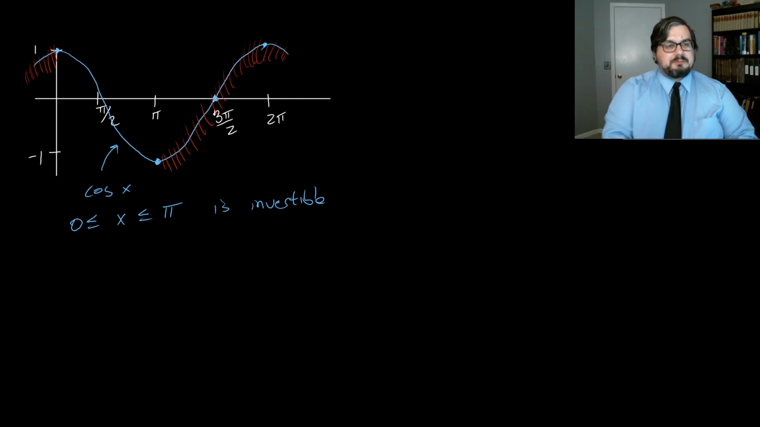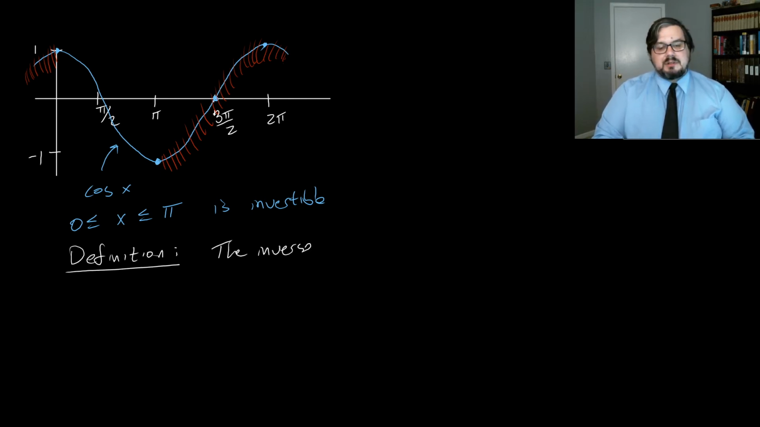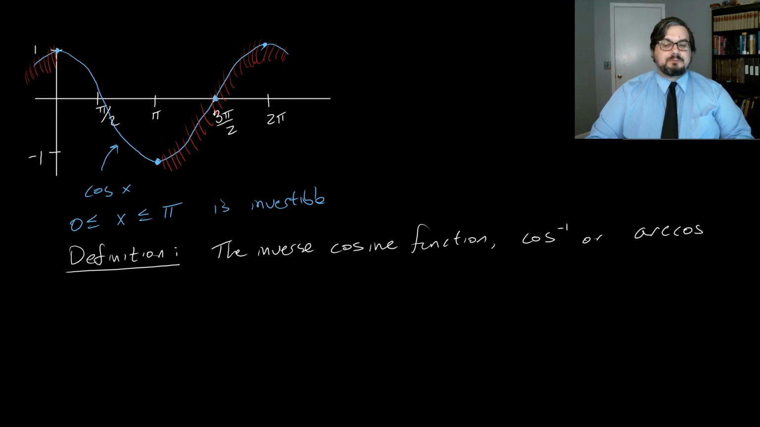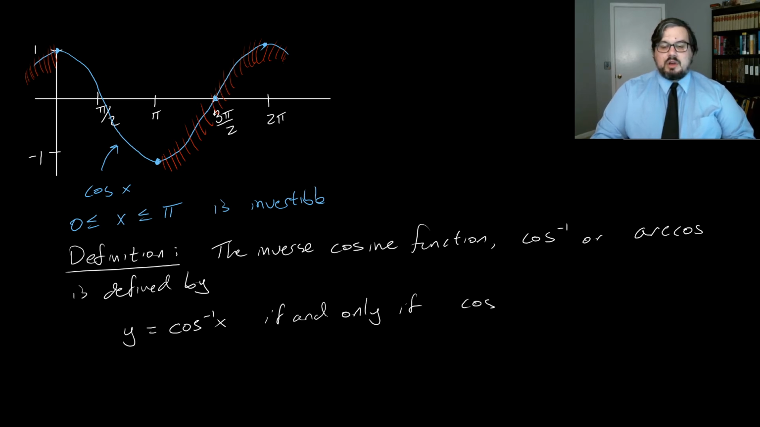So the definition is as follows. The inverse cosine function, which is denoted as cosine with the upper -1, or arc cosine, is defined by the following statement. Y equals inverse cosine of x if and only if cosine of y equals x, for x between -1 and 1, because that's the range of cosine, and importantly, y is between 0 and pi.